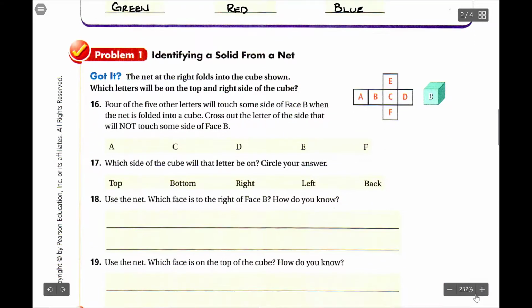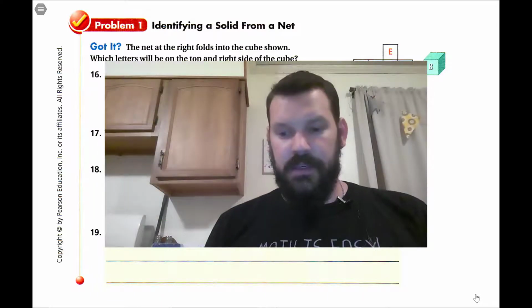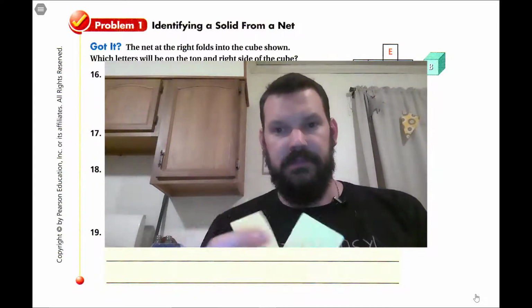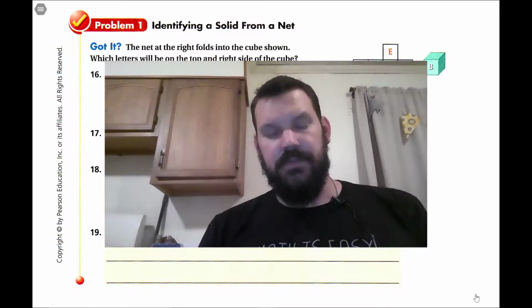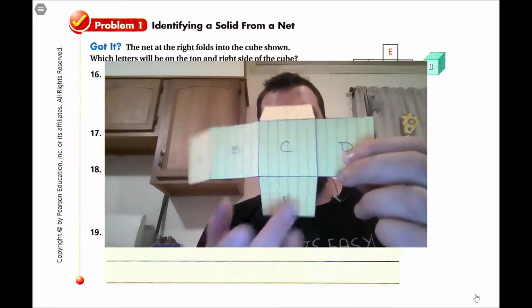The next problem that shows up, I'm going to do something very similar with the first manipulator that I showed you guys earlier. We're given this net on the right, A, B, C, D, E, and F. If we fold it into a cube, which letters would be on the top and the right side of the cube? So let me adjust my screen here. I'm going to try this again. I'm going to fold this net that we have. Here's my letters A, B, C, D, E at the top, F at the bottom.